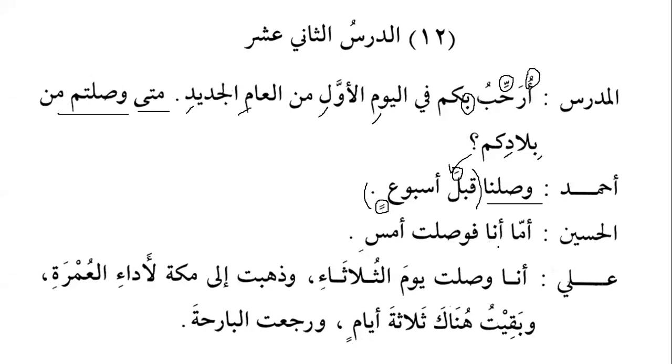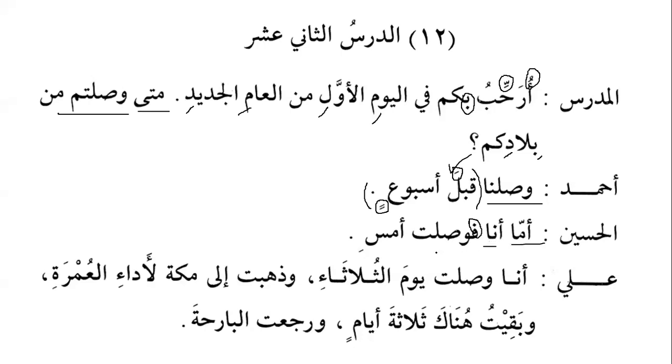Al-Husayn says: amma ana, fawasaltu amsi. So we know that whenever we talk about amma, it has mubtada and khabar, and the khabar always comes with fa. As we can see over here, we have discussed this in detail in the previous lesson. So amma ana, so ana, as you know, will be mubtada, and fawasaltu will be khabar.